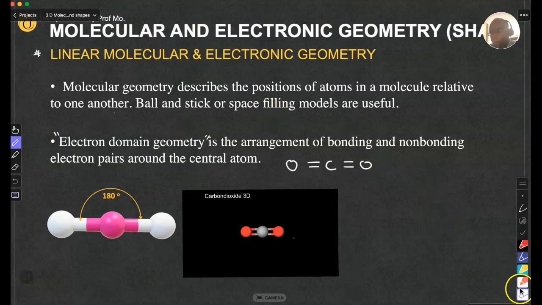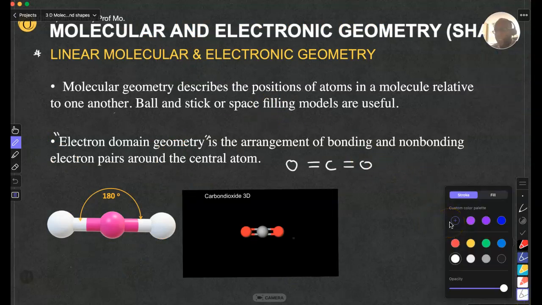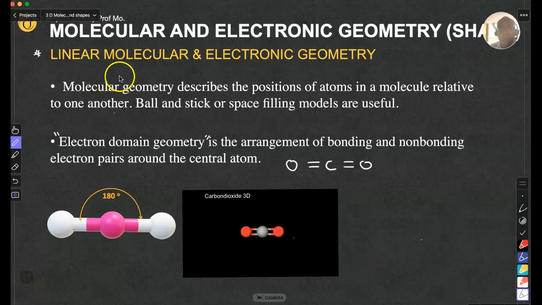For linear molecular geometry, you will want to have all the elements on a straight line. For example, if you look at CO2, all elements are on the same line. So the molecular geometry, MG, is going to be equal to linear for CO2.